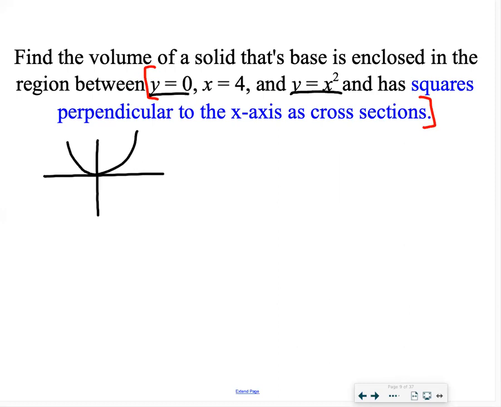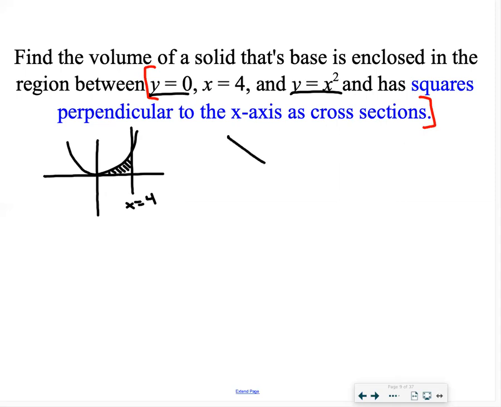I've taken care of this one. Now I need to draw x equals 4. X equals 4 is just going through 4. So this is x equals 4. Okay, and it's asking us to find the volume of a solid that's enclosed by this region right here.